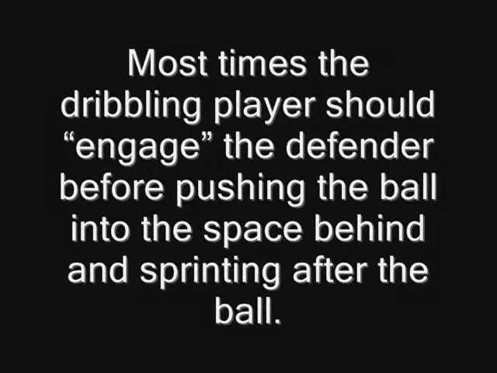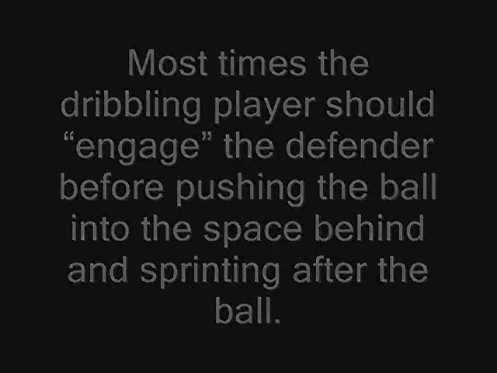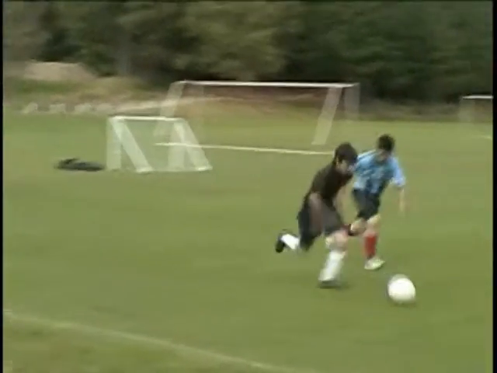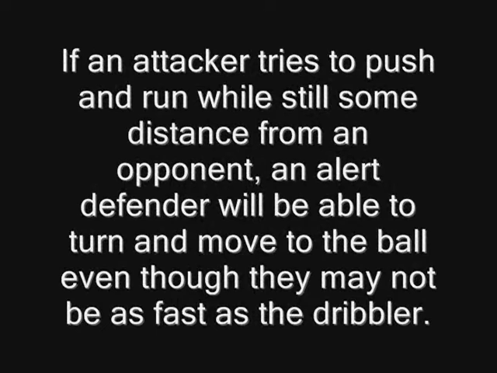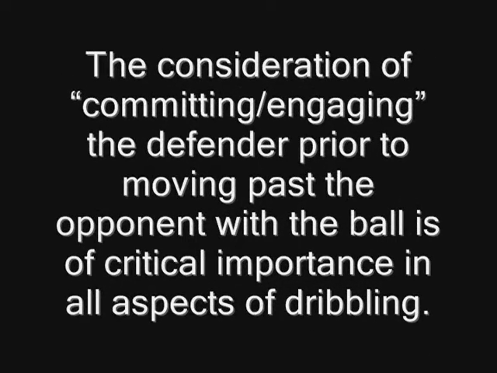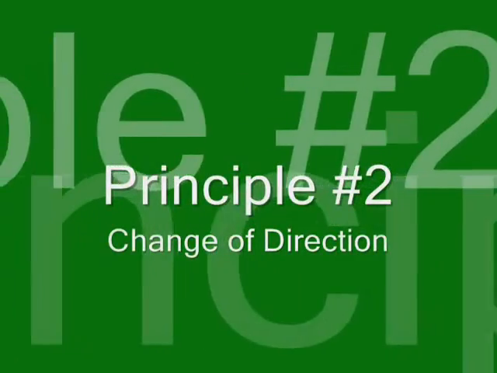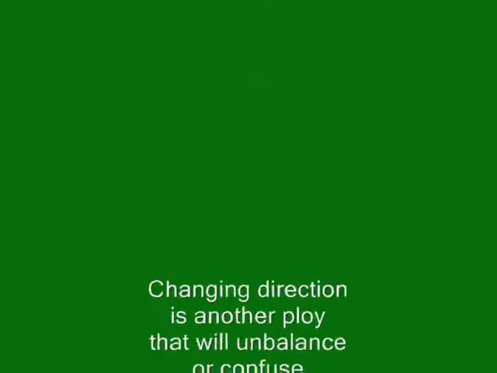Here again. But most times dribbling players should engage the defender before pushing the ball into the space behind and then sprinting after the ball. There he goes, got him close, and he bursts into that space. If an attacker tries to push and run while still some distance from an opponent, an alert defender will be able to turn and move to the ball. The consideration of committing the defender prior to moving past an opponent is of critical importance in all aspects of dribbling.